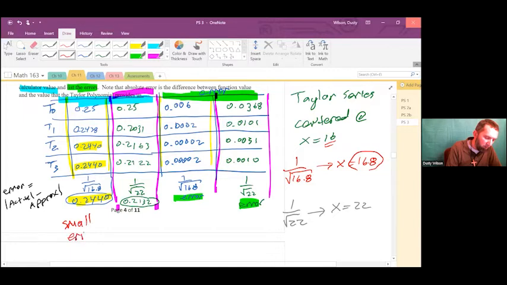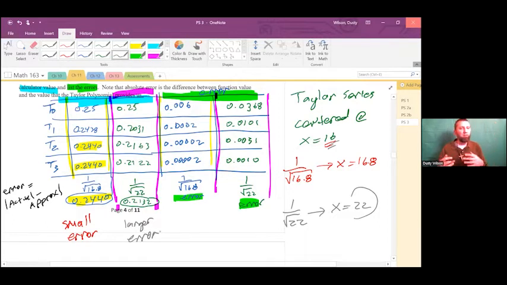But then when we looked at x equals 22, here we're far from 16. Now we're almost 6 units away. And so it shouldn't surprise us that we have a larger error when we are farther from the center point of our series.